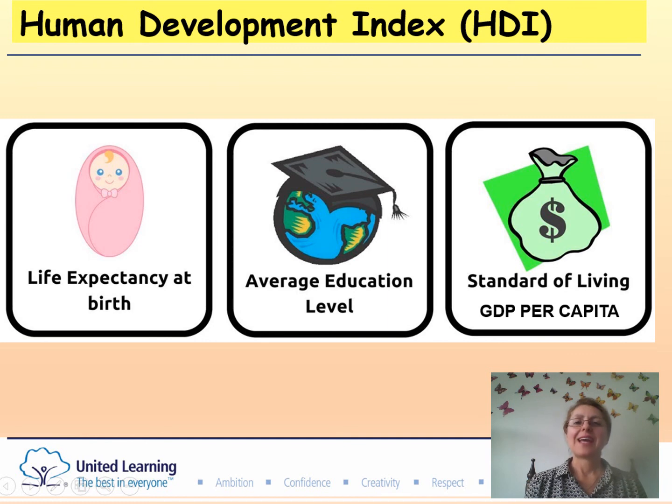We are going to understand the HDI or Human Development Index. What does this mean? Well, it's a way of measuring the development within each country by using three measurements or indicators. Life expectancy at birth, how long someone is expected to live. So for example, in the UK, someone is expected to live to an average of 77 years. Average education level. So in the UK, 100% of the population are educated. And standard of living, GDP per capita.